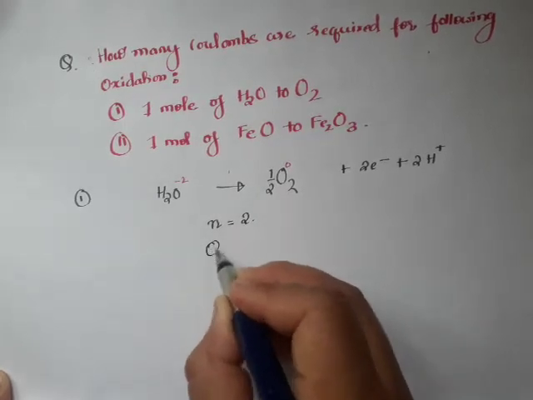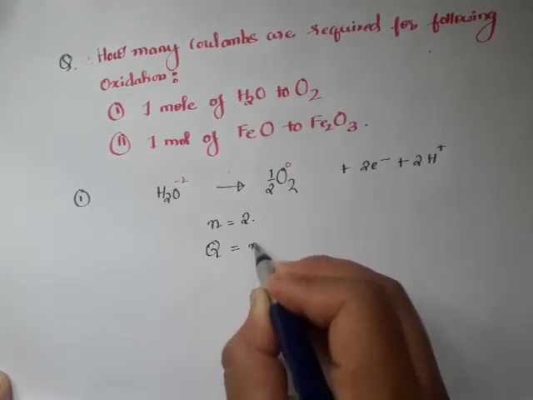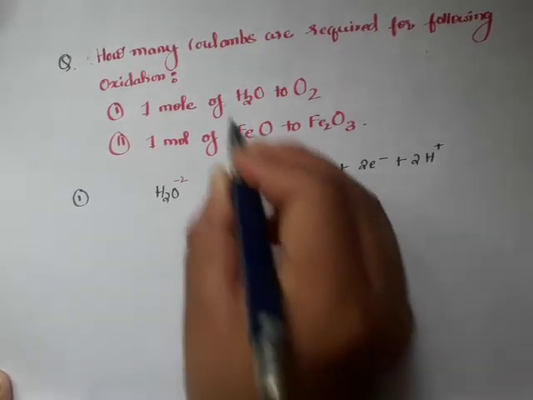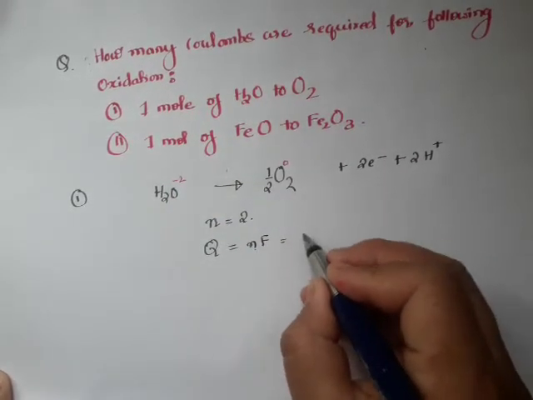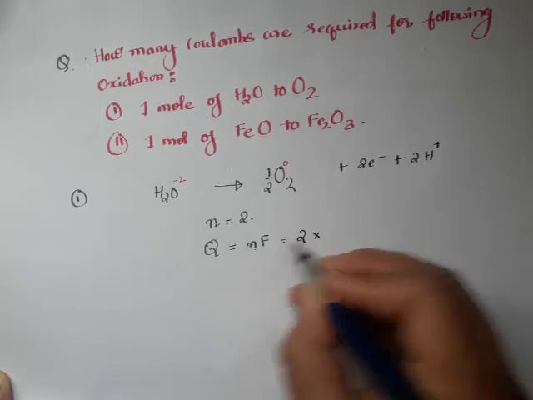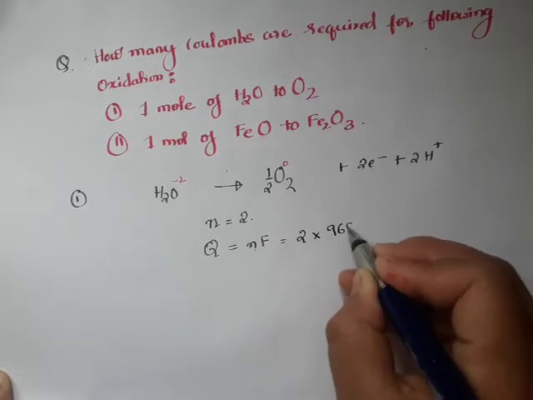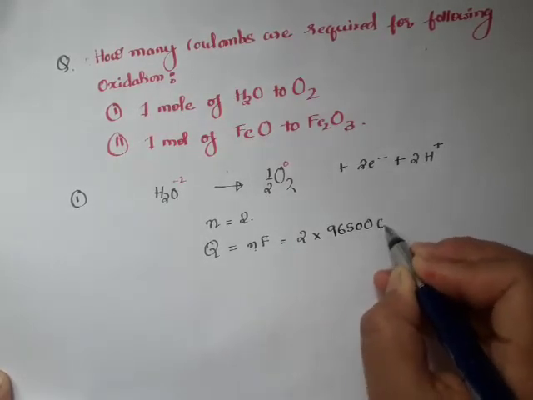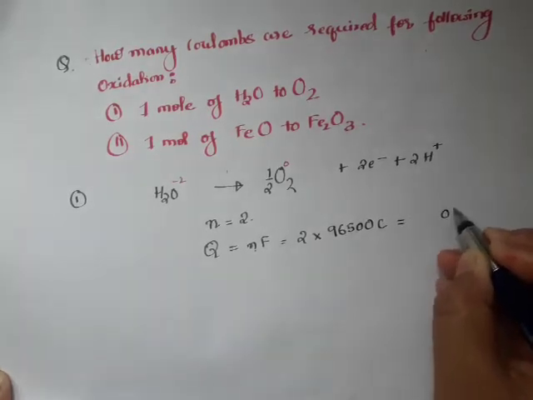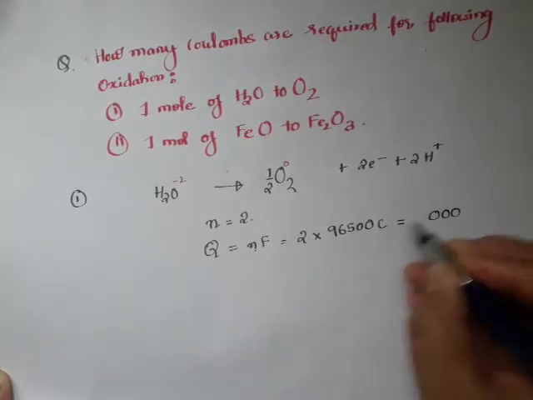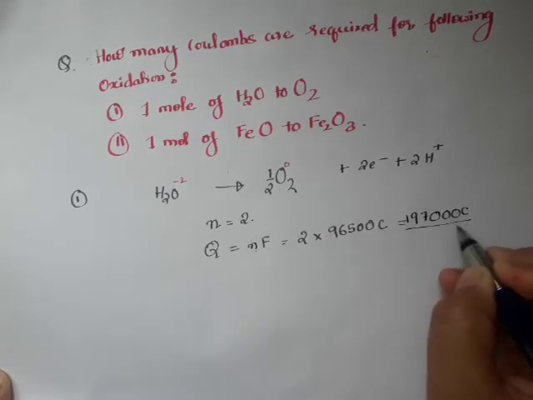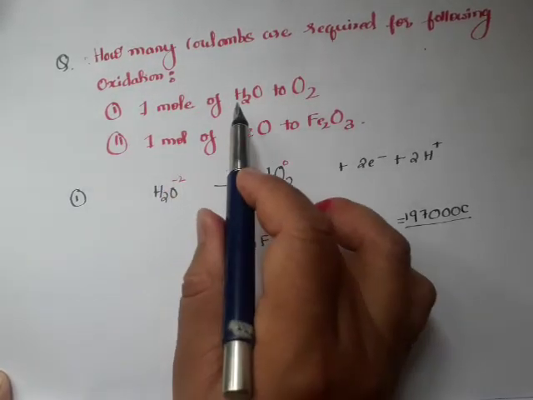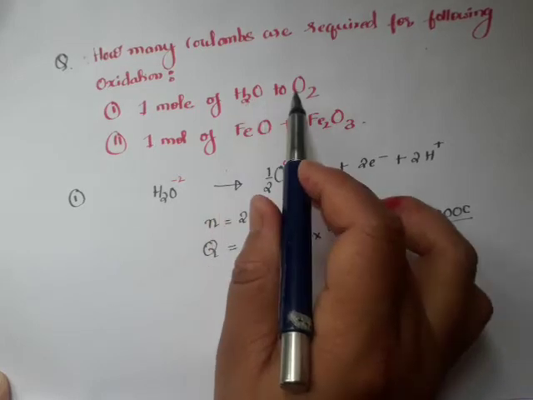So what is Q? We know Q is nF, and you need this in coulomb. n is 2, into the Faraday, 96500 coulomb. So your answer is 1,93,000 coulomb. This much charge is required for conversion of water to oxygen.